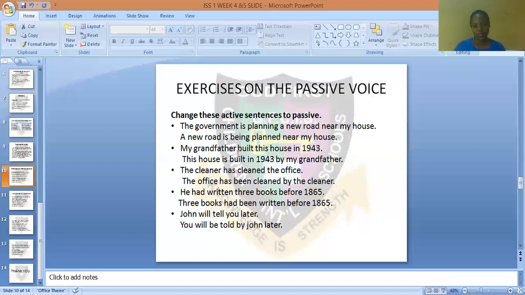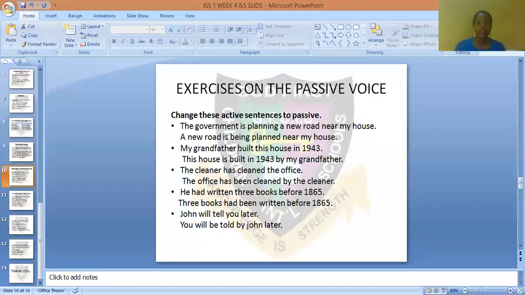The first one: the government is planning a new road near my house. So, in the passive, it becomes: a new road is being planned near my house. By the government might not really be necessary, but you can still include by the government.